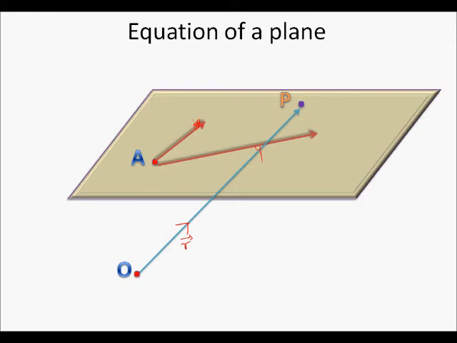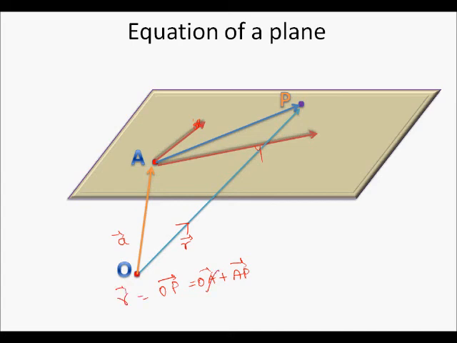So let's concentrate on how to find R. To find R, I need OA and AP. OA is A, which is given because A is a given point. OA plus AP would be my OP. So I can find OP, which is R, if I know OA and AP. I know OA, but what is AP?